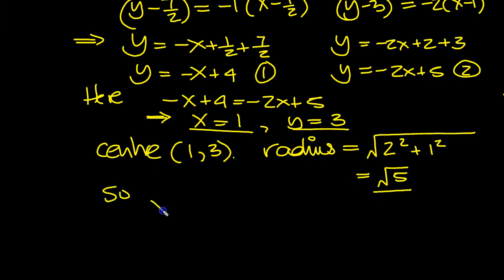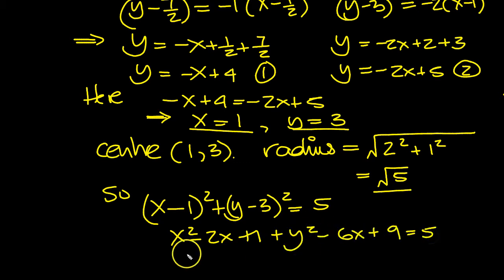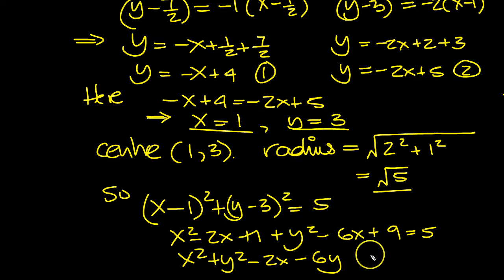So our equation then, x minus 1 squared plus y minus 3 squared is equal to the radius squared, which is root 5 squared, 5, giving x squared minus 2x plus 1 plus y squared minus 6y plus 9 is equal to 5. So then x squared plus y squared minus 2x minus 6y, or we could put the number there, couldn't we, if we wished. 1 and 9 is 10, move the 5 over to minus 5. 10 take 5 is 5. And this is the equation of the circle.